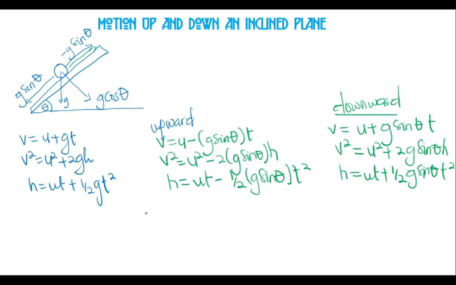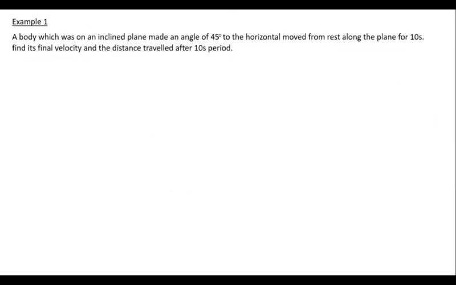So let's have a look at an example. Example number 1. A body which was on an inclined plane made an angle of 45 degrees to the horizontal, moved from rest along the plane for 10 seconds. Find its final velocity and the distance traveled after the 10 seconds period. So let's write our solution.